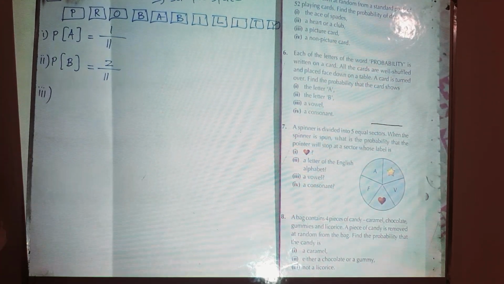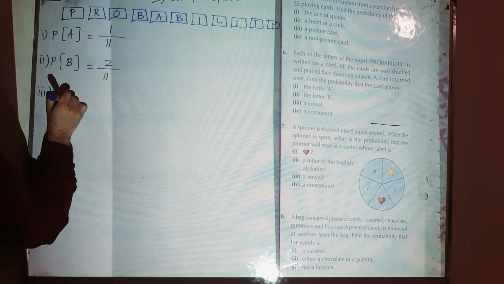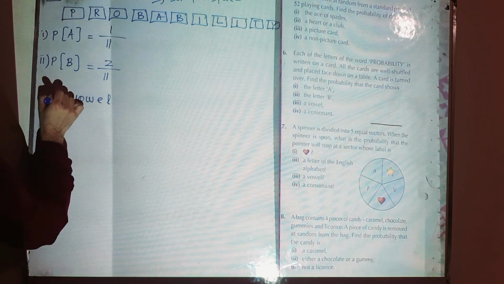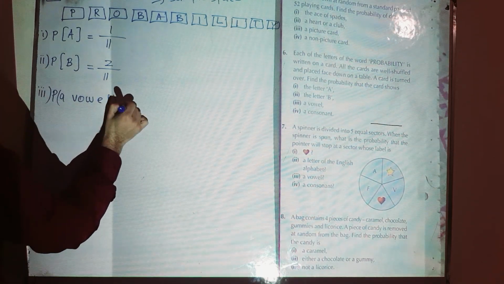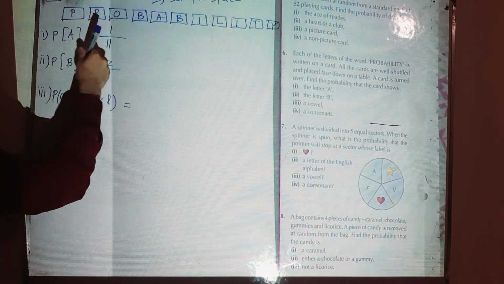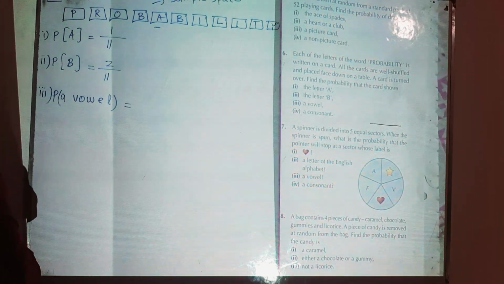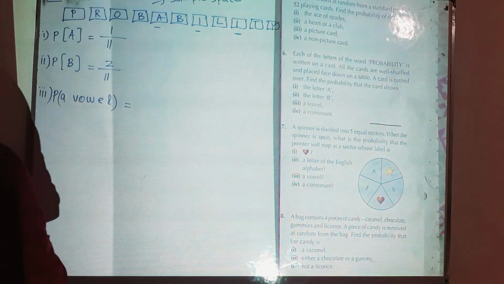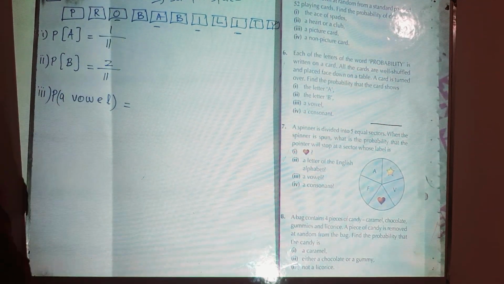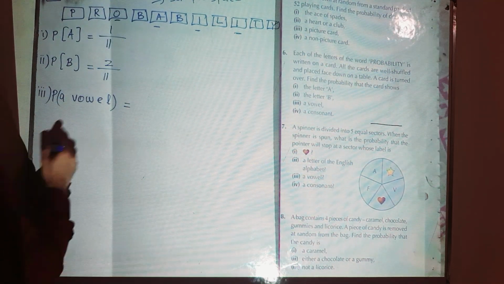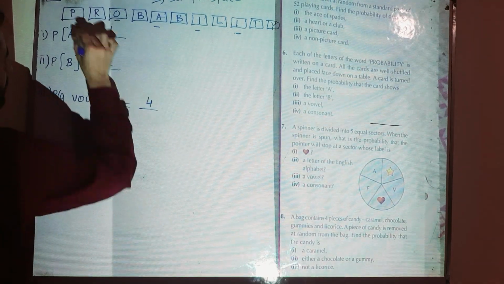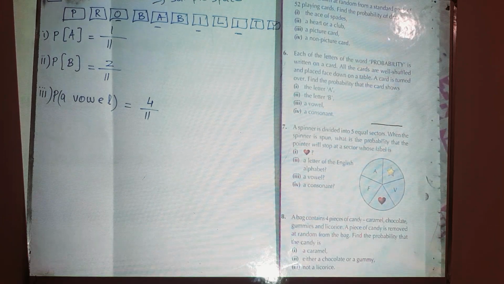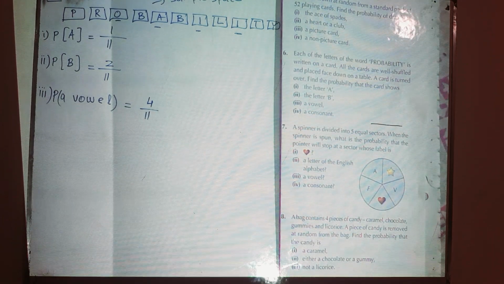Part number 3, a vowel. Okay, probability of having a vowel. Look for the vowels: A, I, I, O. So we have 4 vowels out of the total number of cards, which are 11. That is for part number 3.